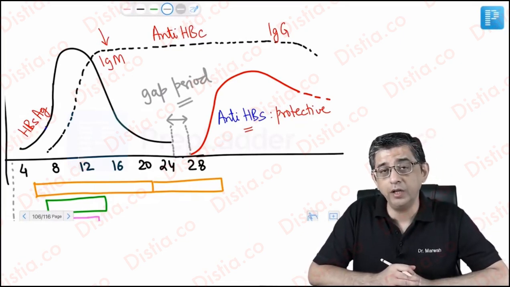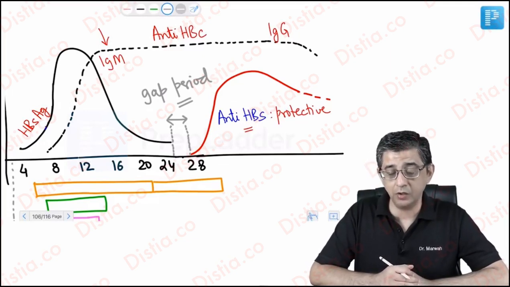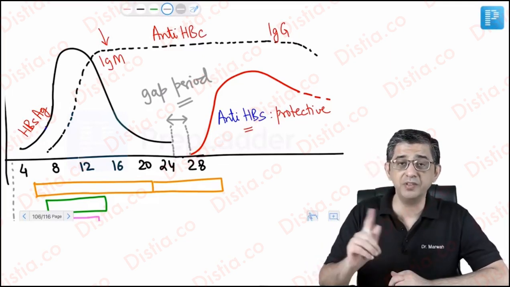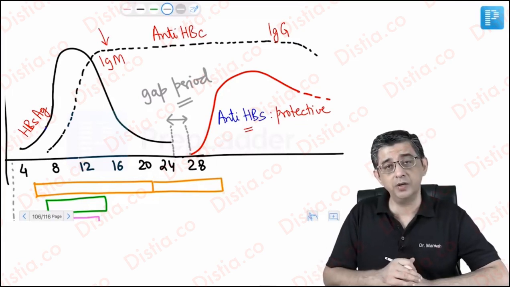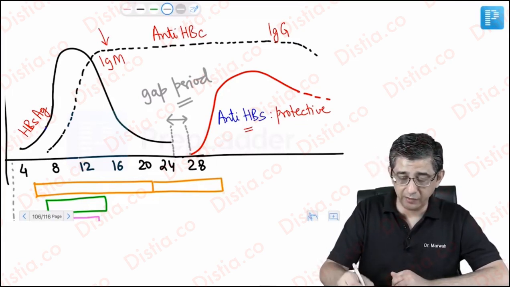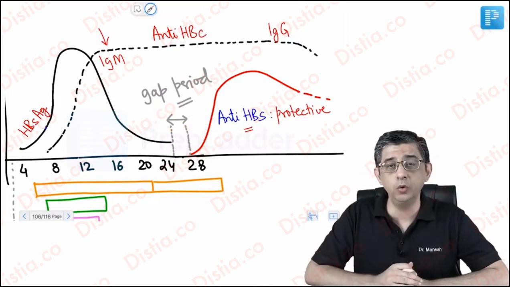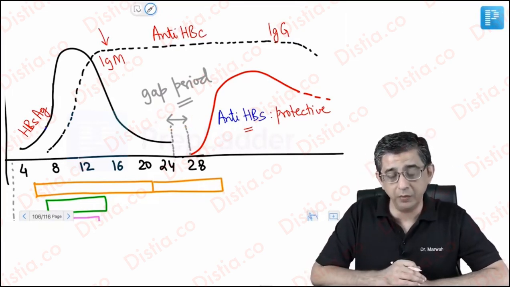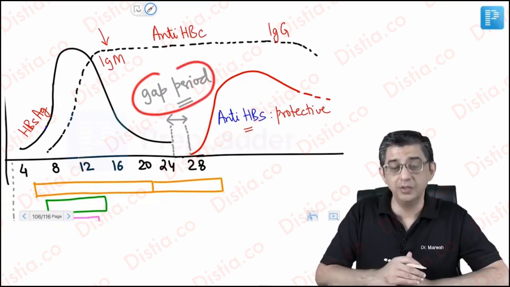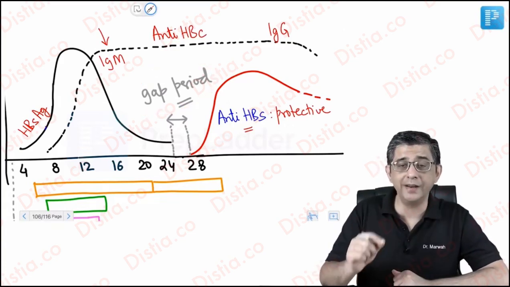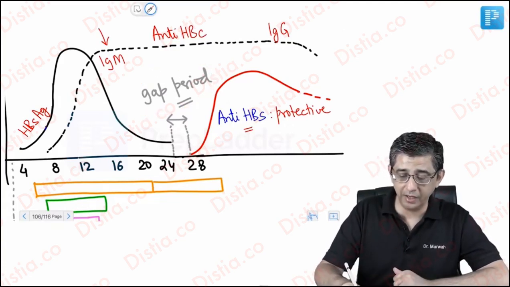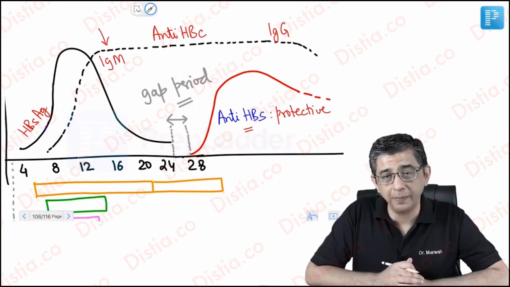It would be antibody against the core antigen of the IgM class, but surface antigen will not be present at this point of time, because you can see the way I have highlighted the gap period before you. The surface antigen is usually below the detection threshold. I repeat once again, in the gap period, the surface antigen is below the detection threshold. So the only thing present here is the antibody against the core antigen.